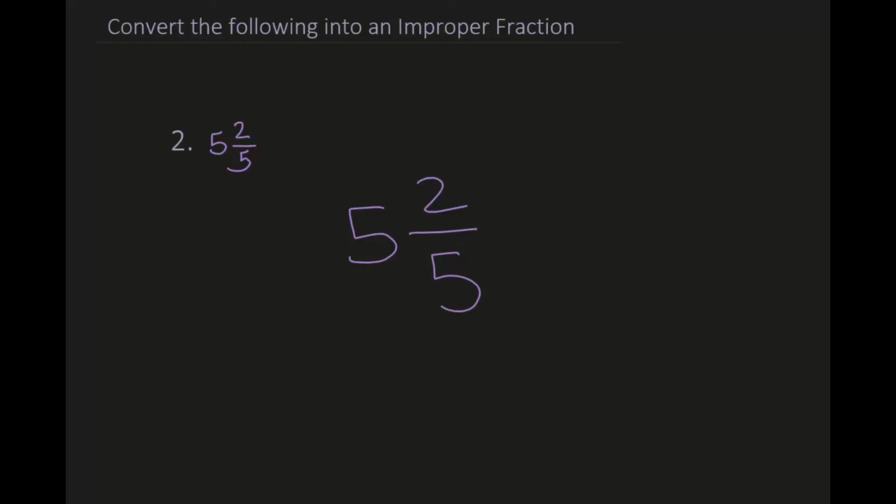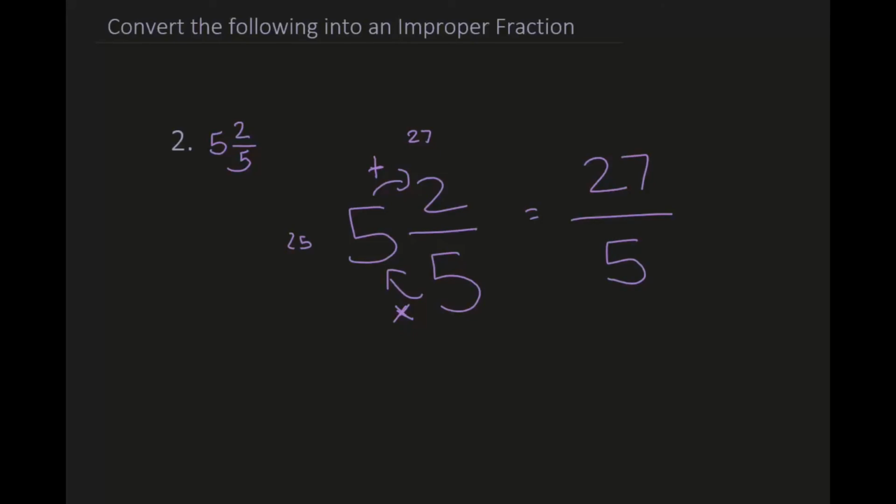Now what we will do is we are going to multiply 5 and 5. So this is what you do. We multiply 5 and 5. 5 times 5 is 25. So let's write 25 right here, small. And then we will add 2. So like this. And then 25 plus 2 equals 27. So that's our numerator. Our numerator would be 27. And our denominator would be the same, 5.